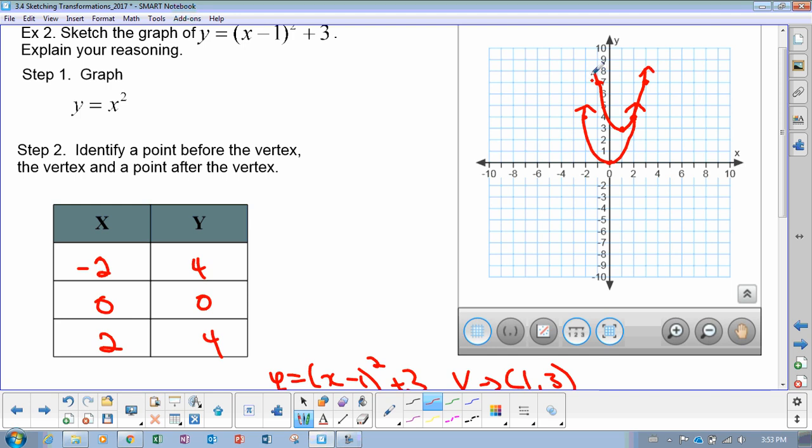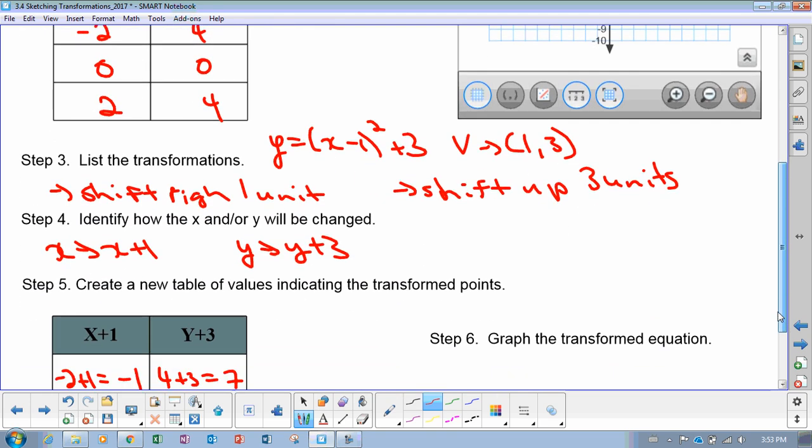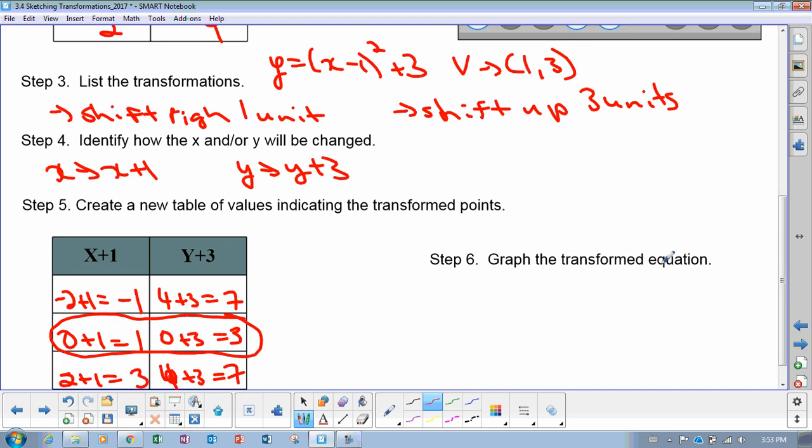So this parabola is congruent to the one that we started off with. It's the exact same shape. However, it's been shifted to the right 1 and up 3. Okay, so hopefully that makes sense. So I'm using this new table to get the new points and then plot them.